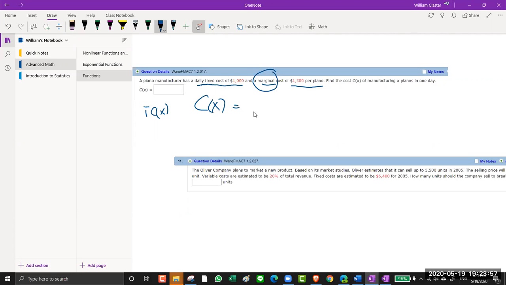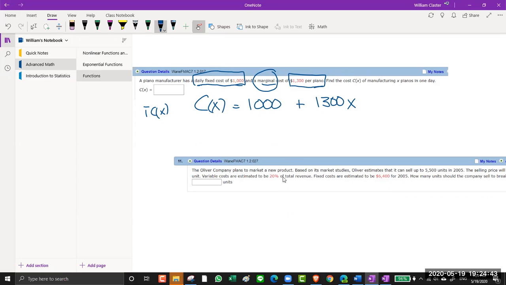So what's the function here? Can anybody tell me the expression for the cost function? The fixed cost is $1,000, so no matter how many items we produce, whether 0, 1, 2, or 100, the cost is going to be 1,000. That's called the fixed cost. Then, for each piano we make, it's going to cost us an extra $1,300, so we write 1,300X. Does everyone understand that? Any questions about that?